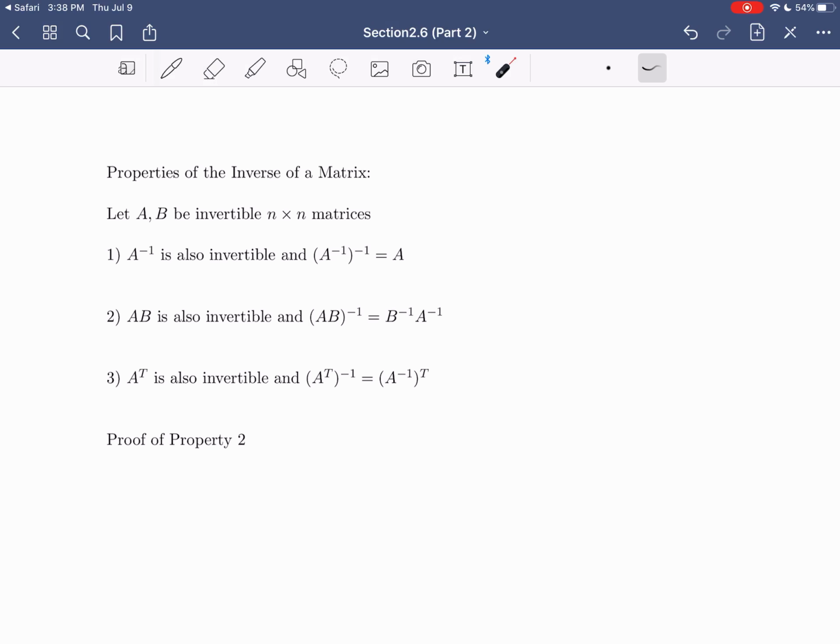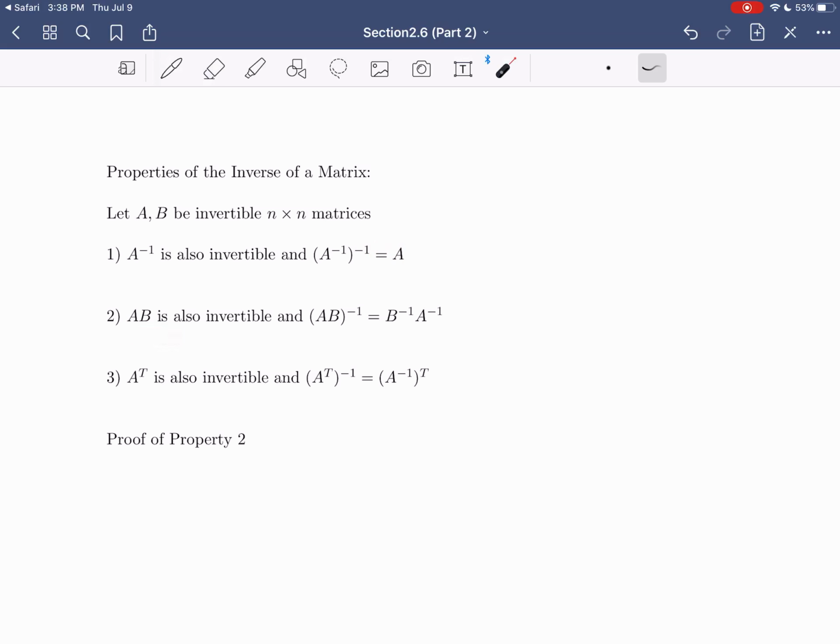So these are properties of the inverse of a matrix. In all 3 of these properties, we're assuming that the matrices A and B have inverses. So we're going to let A and B be invertible matrices. These are then properties that apply to invertible matrices. So the first one is pretty clear. It says that A inverse, so the inverse of a matrix, is also invertible. And the inverse of an inverse, as you would expect, is equal to the original matrix. So the inverse of the inverse is the original matrix.